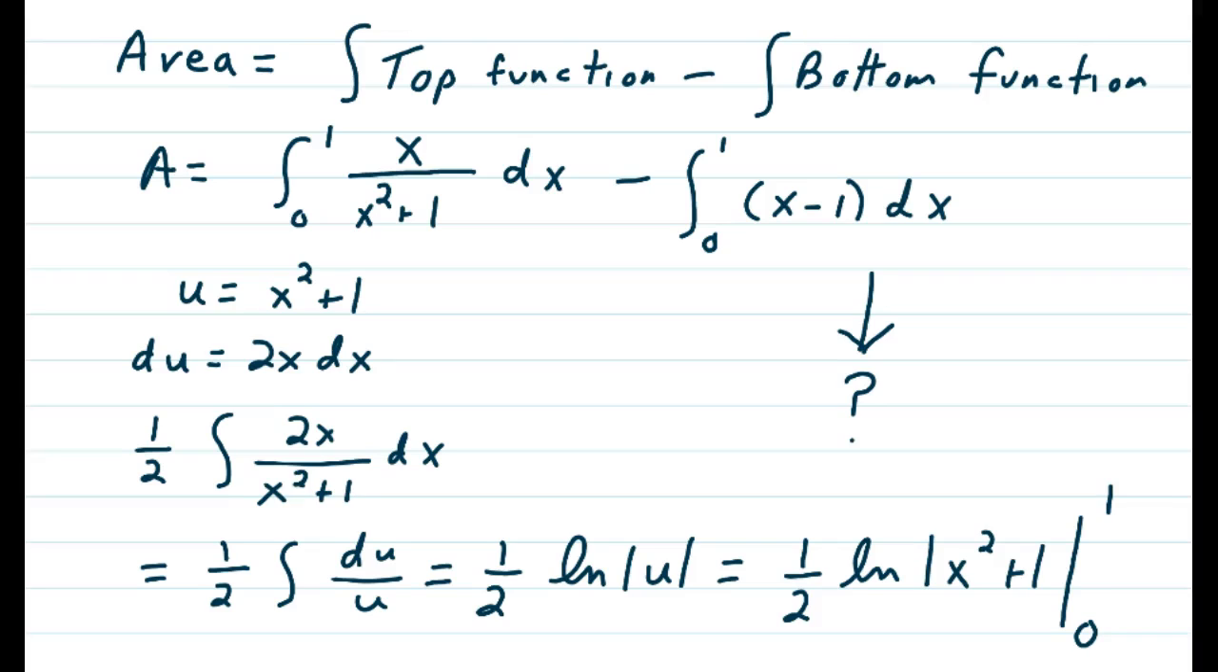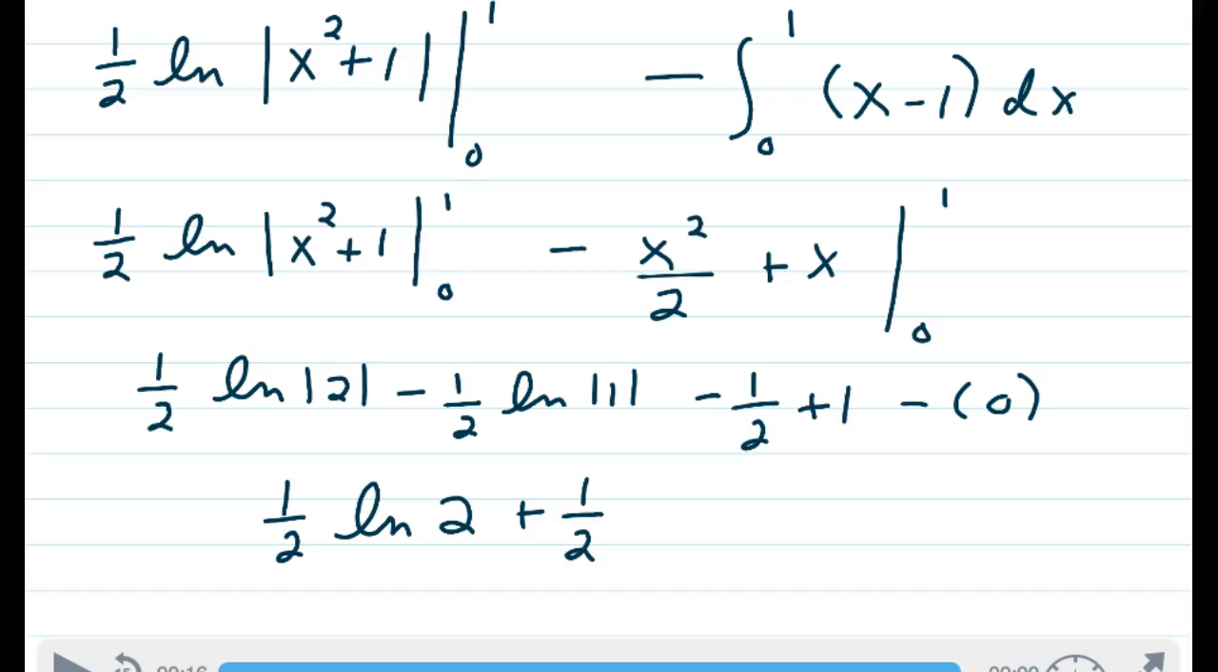Trading 2x dx for du and x squared plus 1 for u, we get 1/2 integral of du over u, which is 1/2 natural log of u, which is then, back substituting, 1/2 natural log of the absolute value of x squared plus 1 evaluated from 0 to 1.